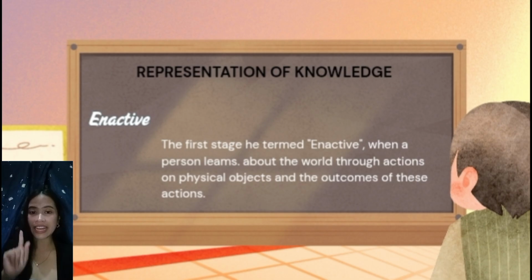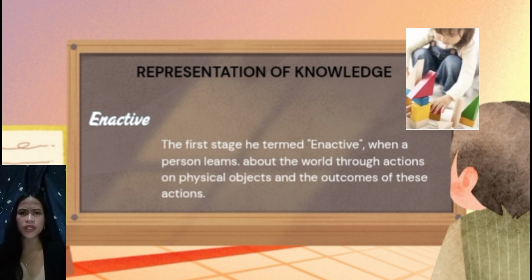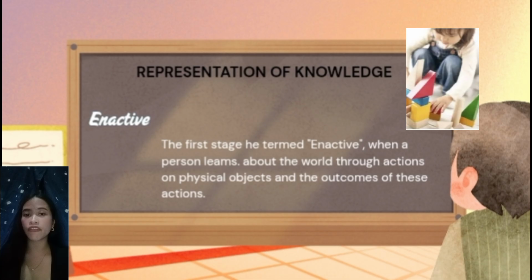First is enactive. Second, iconic. Third, symbolic. The first stage he termed enactive, when a person learns about the world through actions on physical objects and the outcomes of these actions. So enactive learning is about learning through direct experience and action rather than just watching or reading about it.